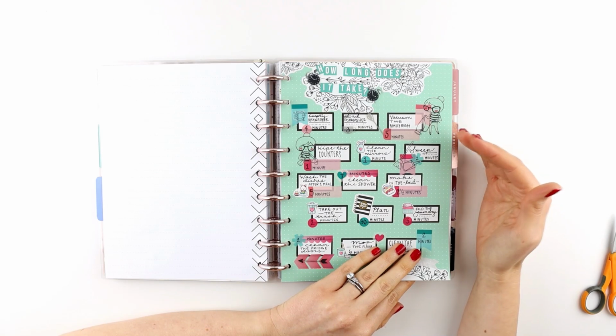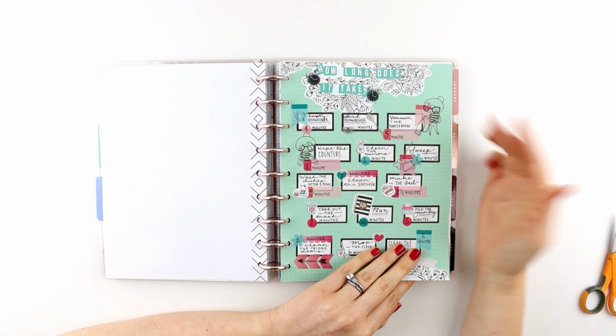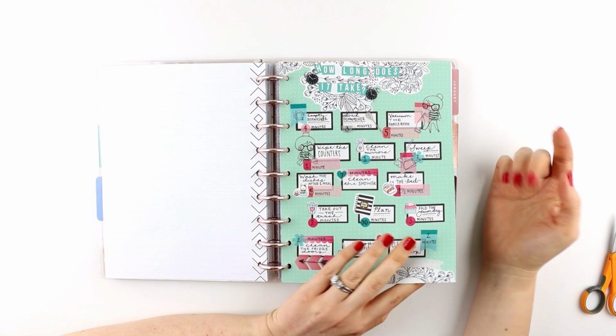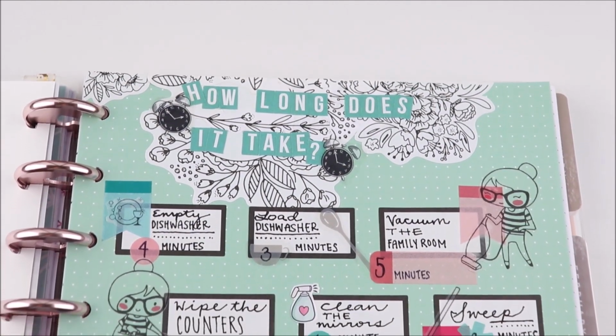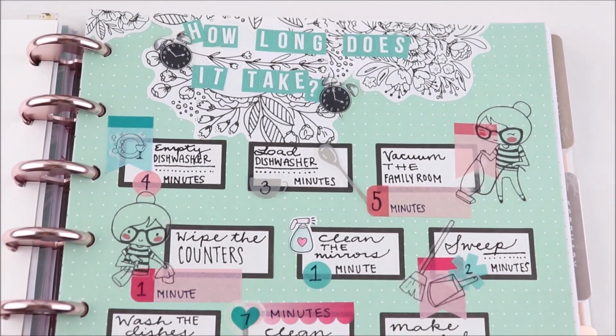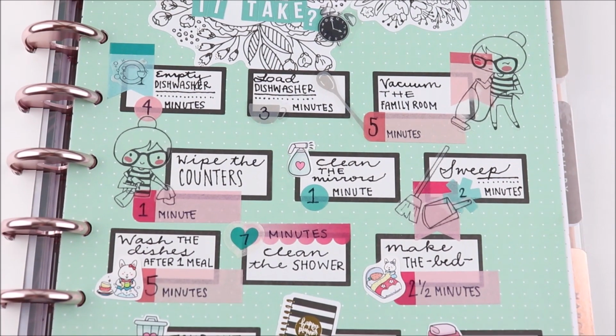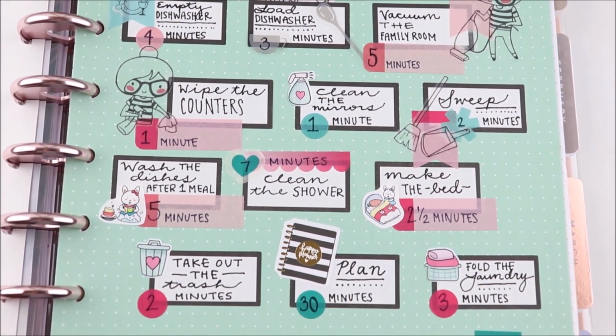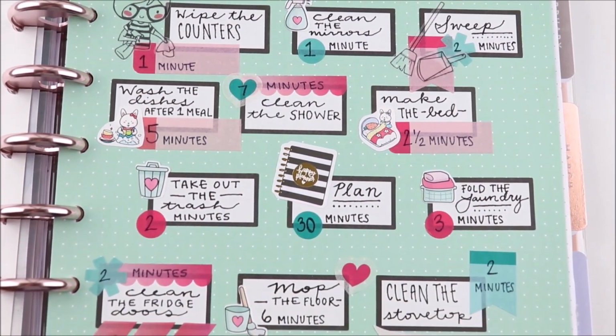So I timed myself completing tasks and I wrote down how long each task takes on this insert so that if I am feeling unmotivated to make the bed, for example, I can remind myself that I can get it done in just 2.5 minutes and it's not actually that big of a deal.